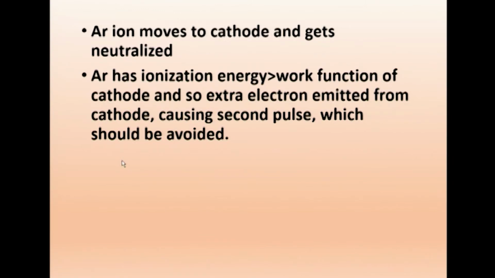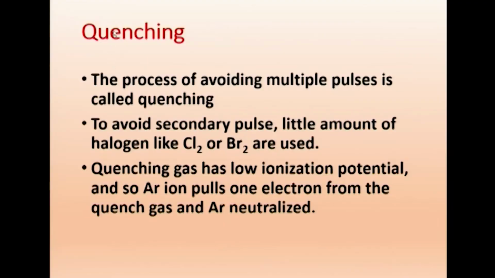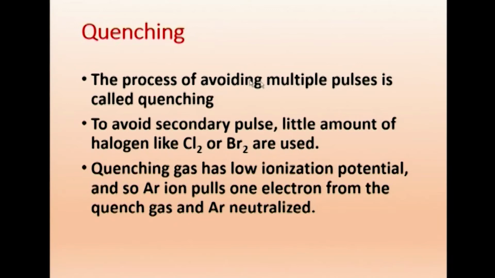Now, to avoid this, what we need is quenching. This is the process of quenching. The process of avoiding multiple pulses is called quenching. We just now stated that the ionization potential of Ar is greater than the work function of the cathode. Therefore, when it goes and hits the cathode, it produces an extra electron, which is not wanted and will give a wrong counting. So, the process of avoiding multiple pulses is called quenching.